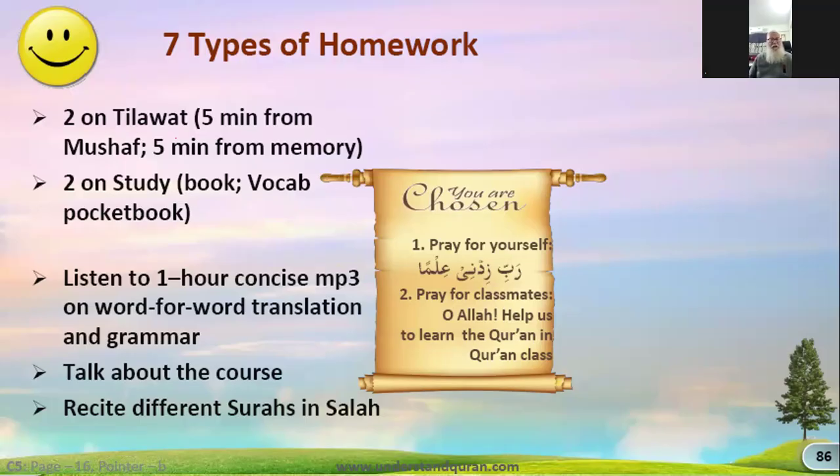So let's have our 7 works. 2 on tilawa: 5 minutes from the mushaf, 5 minutes from the memory. 2 on the study book and back pocket. And 5th is listen to 1 hour concise MP3 recording, word for word translation and grammar. 6th is talk about the course with your study partner. 7th, recite different surahs in Salah. And remember, you are chosen. Alhamdulillah.